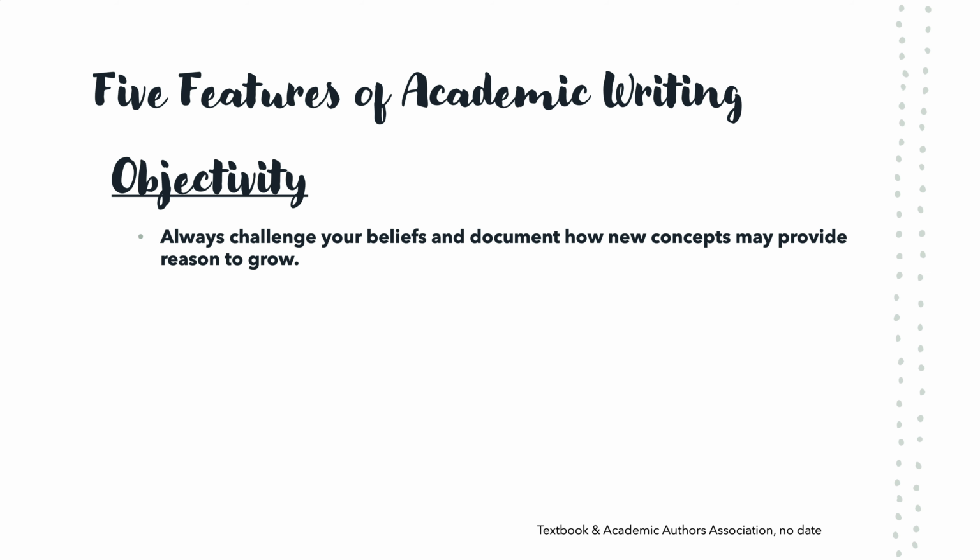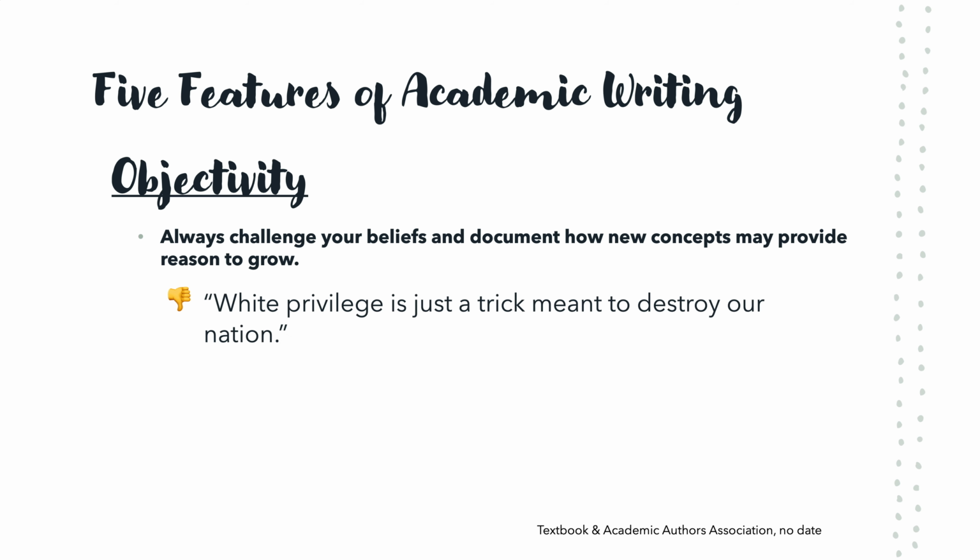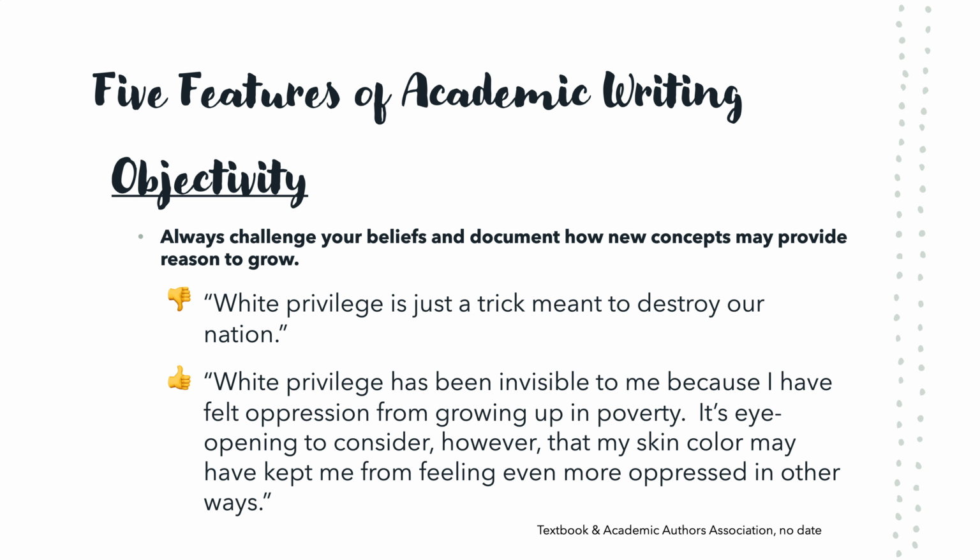Now, it's important to always challenge your beliefs and document how new concepts may provide reason to grow. For example, people may think that white privilege is just a trick meant to destroy our nation, and that the whole conversation shouldn't exist. However, thinking from an objective point, you could still document your thinking and give reason to grow by saying that white privilege has been invisible to me because I have felt oppression from growing up in poverty. It's eye-opening to consider, however, that my skin color may have kept me from feeling even more oppressed in other ways.